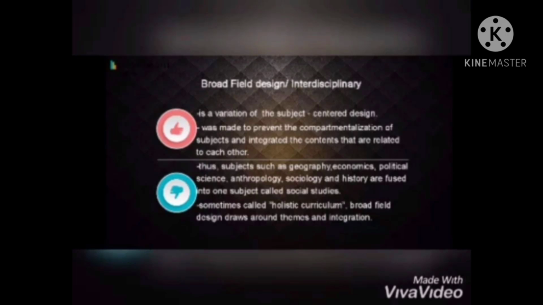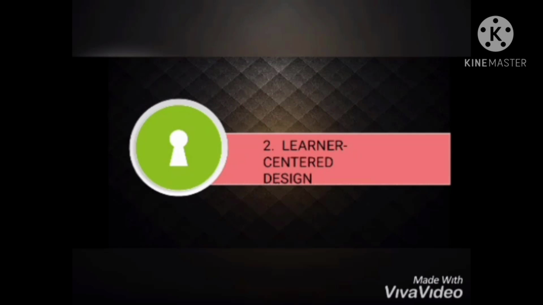Broad field design or interdisciplinary is sometimes called holistic curriculum. Holistic since it gives the student a sweeping understanding of all content areas, integrate contents that fit together logically. Now, let's move on to another curriculum model, the learner-centered design.